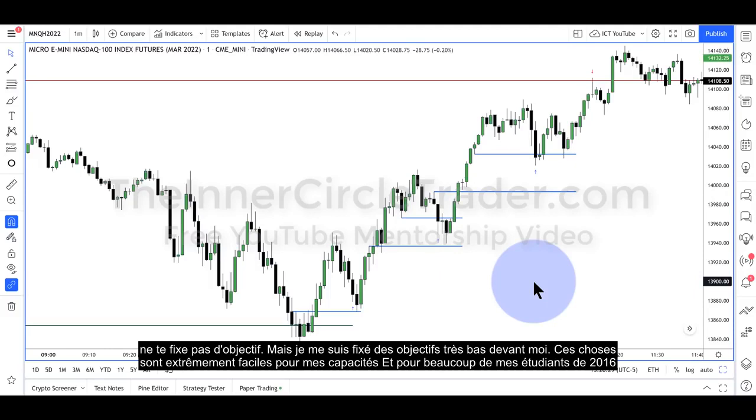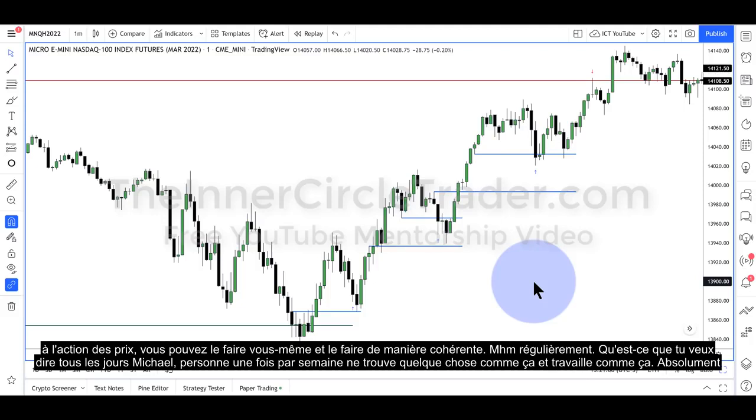But I set very low-hanging objectives in front of me. These things are extremely easy for my capability and for many of my students from the 2016 group and 2017 group. They can take trades like this. In fact, I have a woman in my group from the first group from Australia that is phenomenal. She does very, very well. And these are trades that I believe that even you, as a YouTube student, in this mentorship on my YouTube channel, I believe in 6 months of practice and looking at price action, you can do this yourself. And do it consistently.